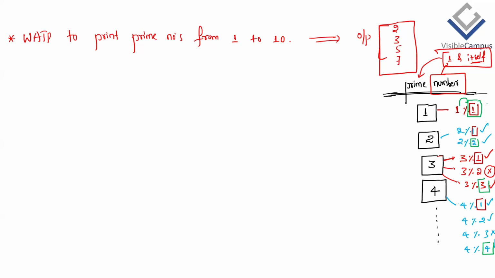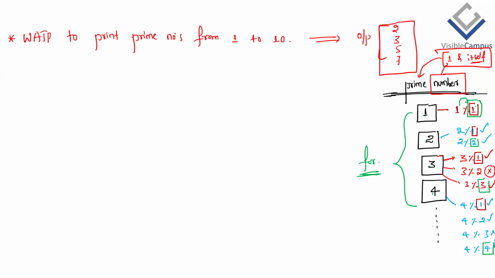For generating these numbers, 1, 2, 3, 4, 5, 6, and so on up to 10, we need one for loop. Correct or not?